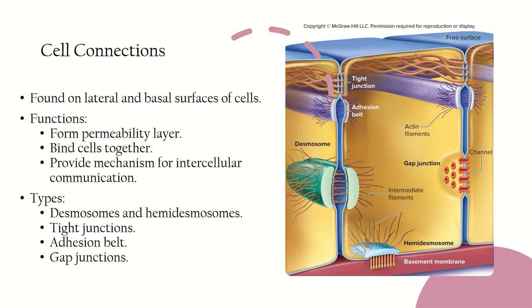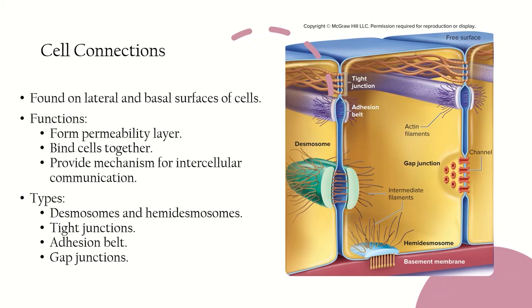Now, cell connections, remember, epithelial cells love having neighbors. They are the extroverts of the tissue types, okay? So they love their neighbors, and because of that, they have different types of connections, and therefore have different functions. They have these functions from the connections. They are found on the lateral side and the basal surfaces of the cell.